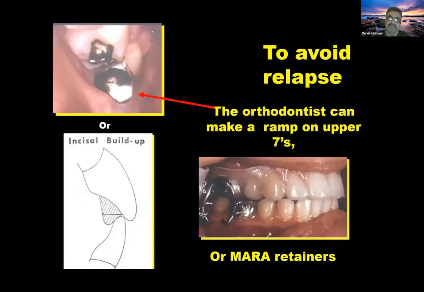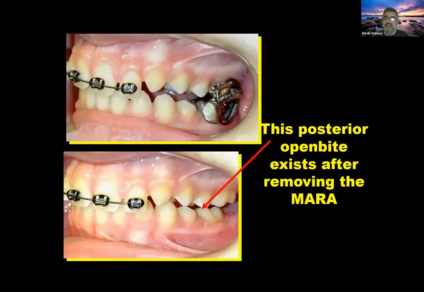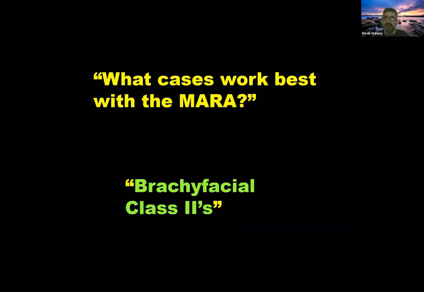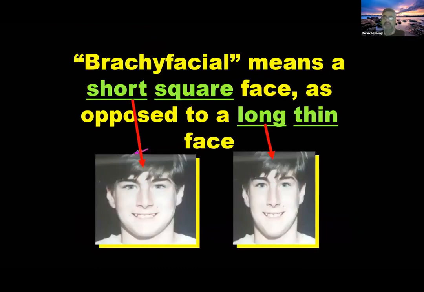And there are other tips that I can share with you in future lectures, such as incisal build-ups and making ramps on your upper sevens. But please remember, the skill is: develop the upper arch correctly, advance appropriately, close lateral open bite, right? Then allow joint fossa remodeling. Finally, check muscle migration, because if you do all of that, you'll get good stability. But do it in class 2 brachyfacial individuals. Don't do it in a long face individual.